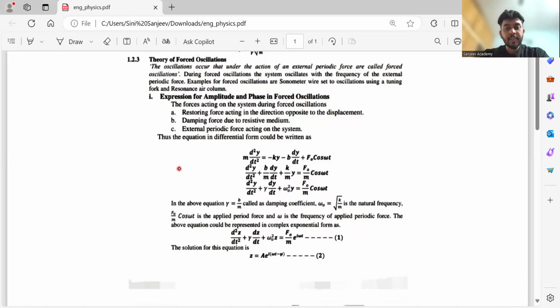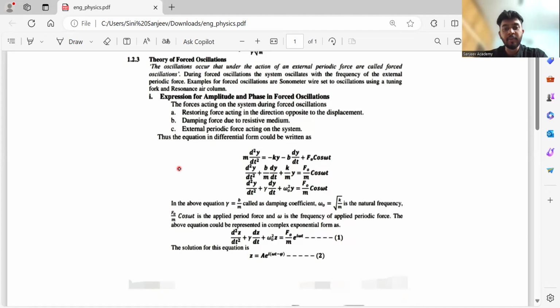So this is our equation: m d square y by dt square is equal to minus k y minus b into dy by dt plus f naught cos omega t. The first thing I'm going to do is, this m is there on the left hand side, correct? I'm going to divide it on the right hand side fully.